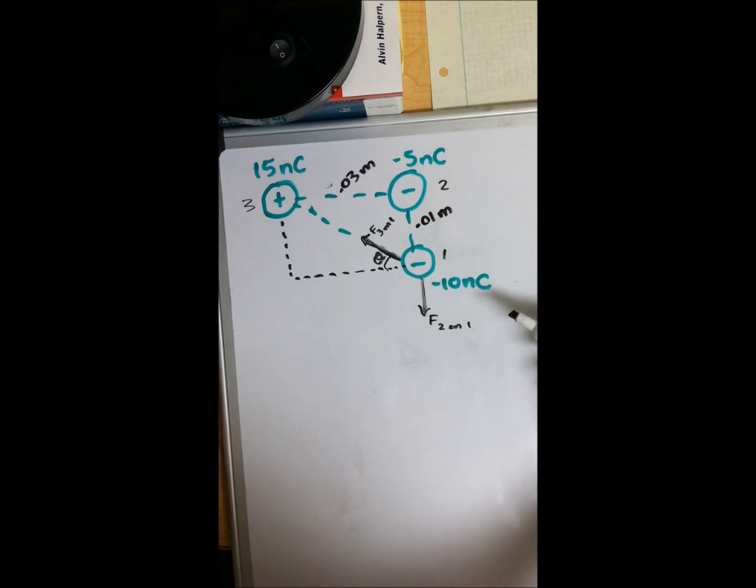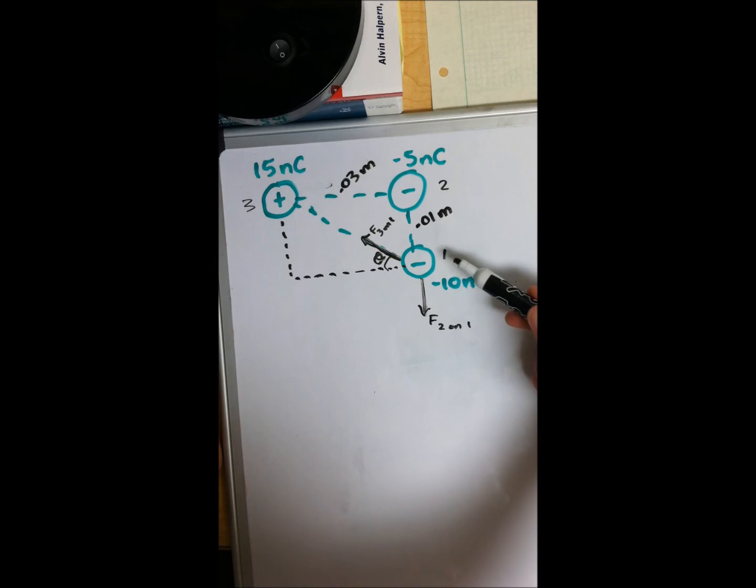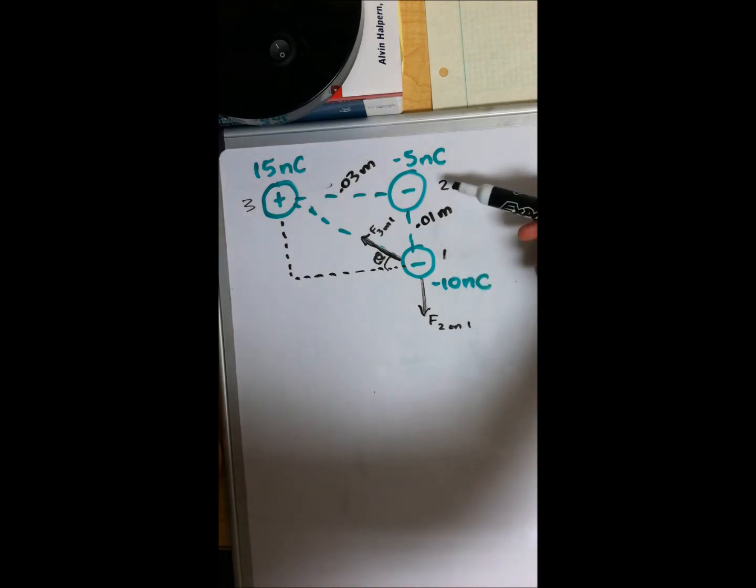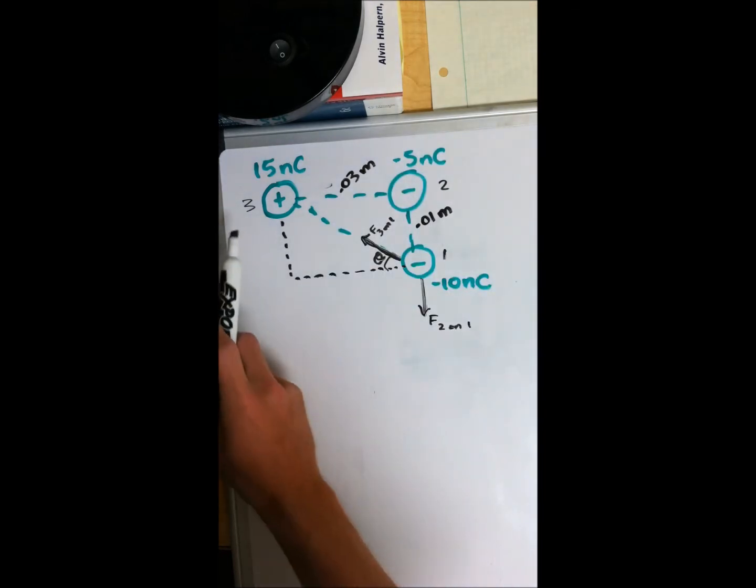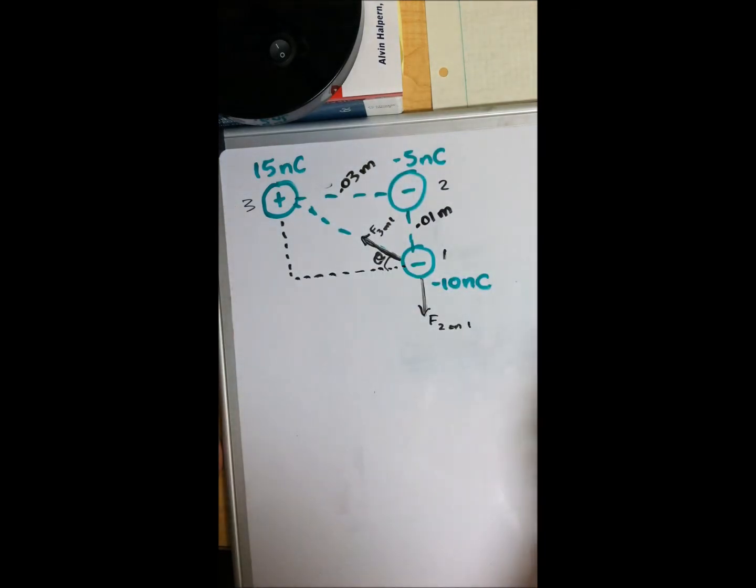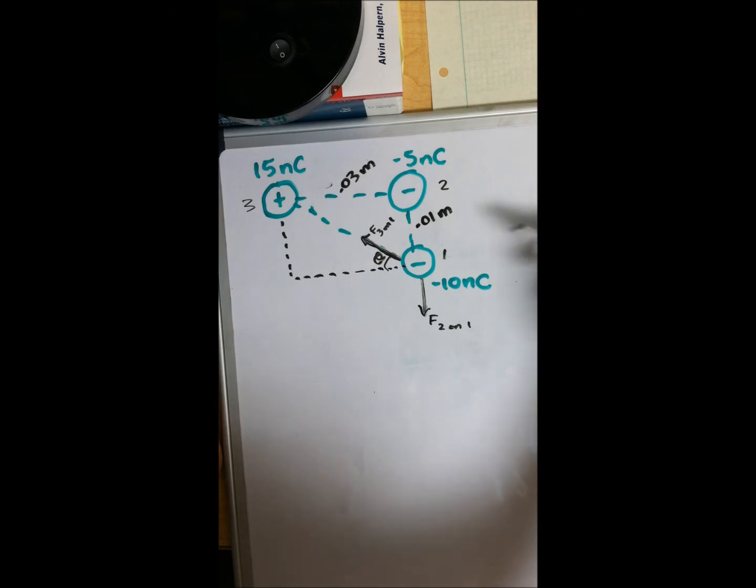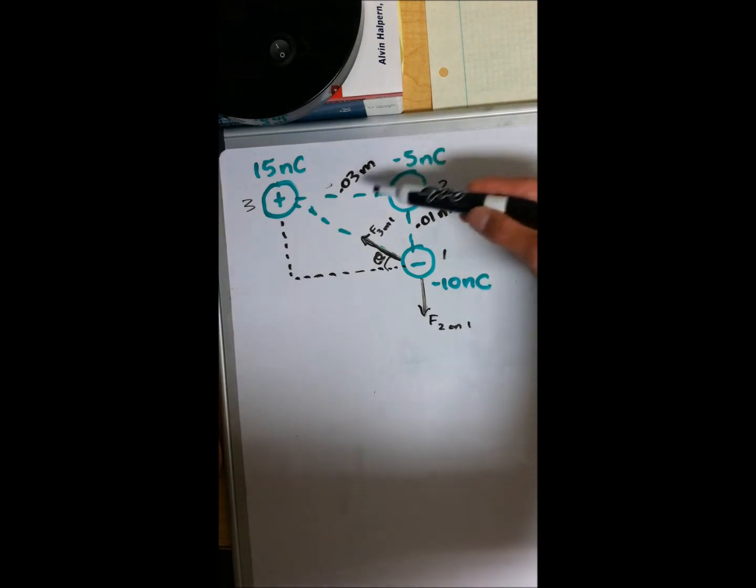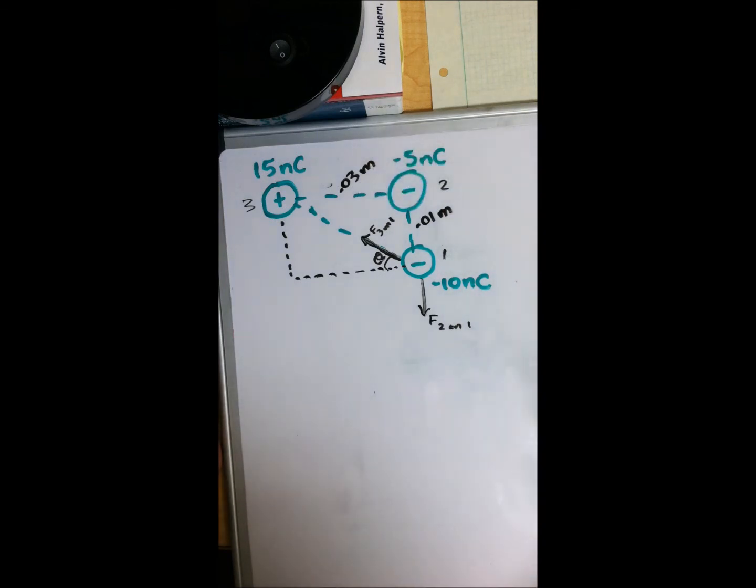So for ease of this problem, I've assigned the negative 10 nanocoulomb charge to be guy number 1, the negative 5 nanocoulomb charge to be number 2, and the 15 nanocoulomb charge to be number 3. Right away I see we have two distances. It's 1 centimeter, which I converted already to 0.01 meters. This one was 3 centimeters, converted to 0.03 meters.